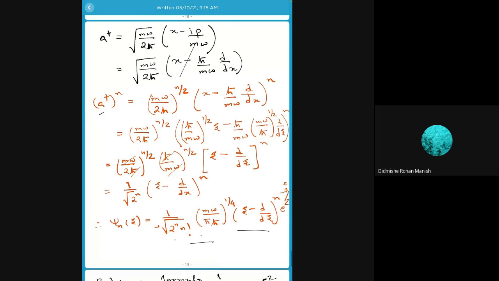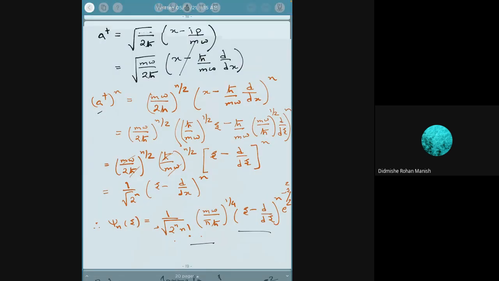In case you've forgotten, you can have a look. This is from last class. If I write A dagger in terms of the momentum operator, and then I go over from the x to the xi as we defined during the solution of the problem, then we get this expression. And then we show that you can express this xi minus d/dxi as also just d/dxi to the power n, like in the Rodrigues formula for the Hermite polynomial.